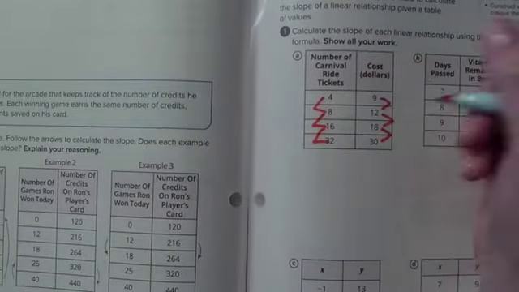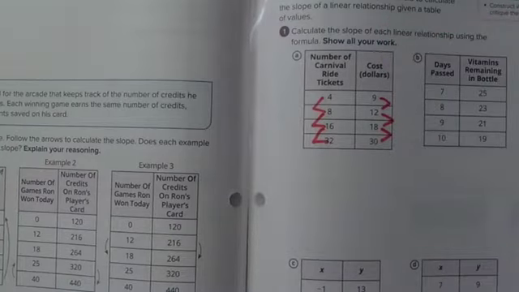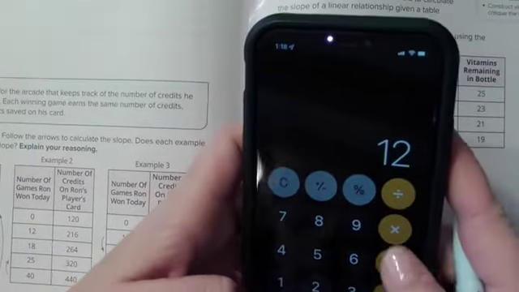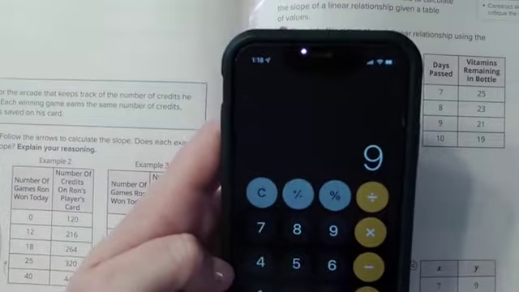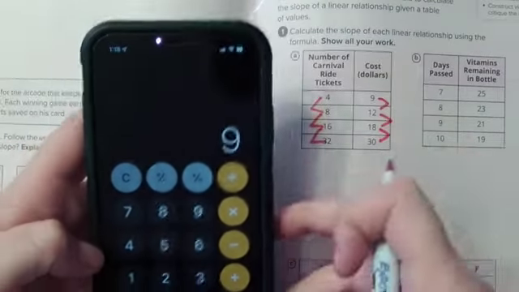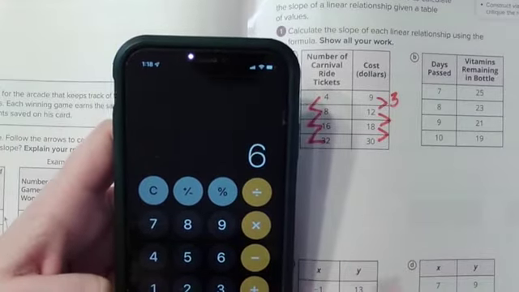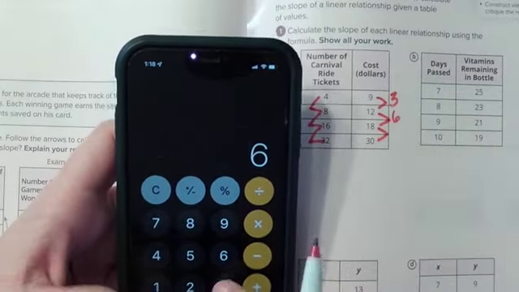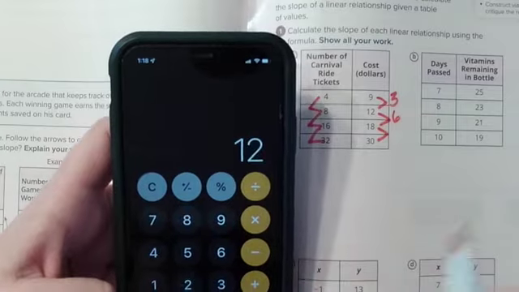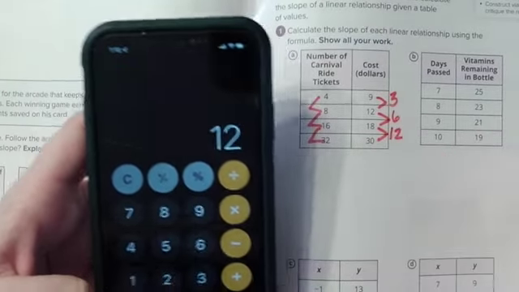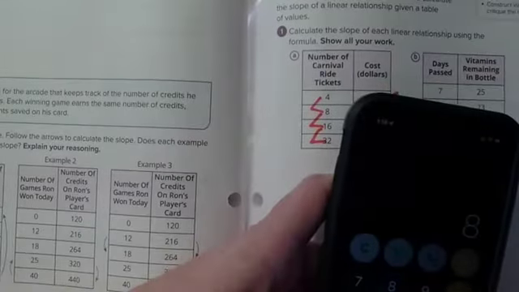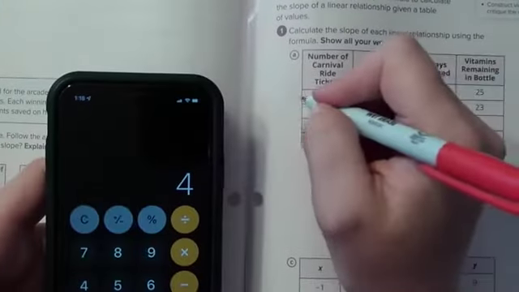So 12 minus 9 is 3. 18 minus 12 is 6. 30 minus 18 is 12. Okay, then we're going to do 8 minus 4 is 4.